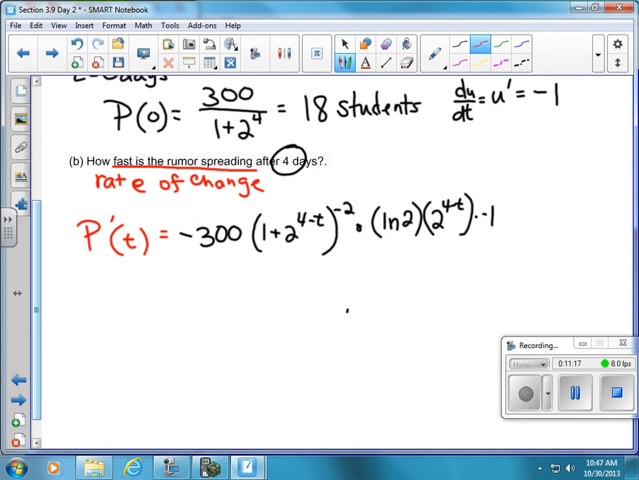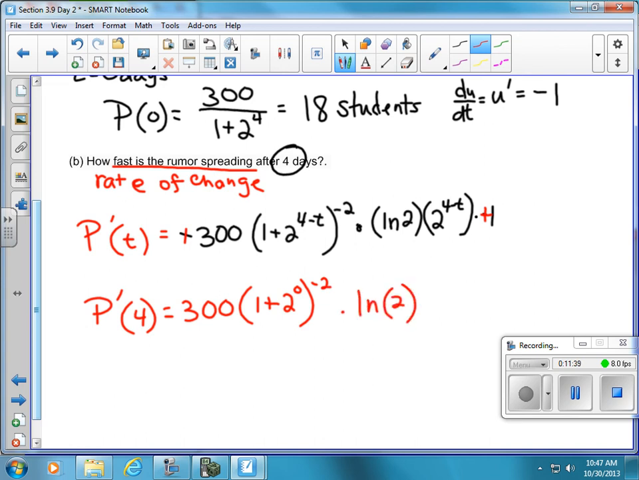I am going to do one thing. I have a -1 down here. Let's make that positive and make this positive. All right, so let's plug in the derivative at 4 and see what we get. 300 times 1 plus 4 minus 4 is 0. Anything to the 0 power is equal to 1, to the -2 times ln of 2 and times 2 to the 4 minus 4, which is 2 to the 0. Oh, so that's just a 1.